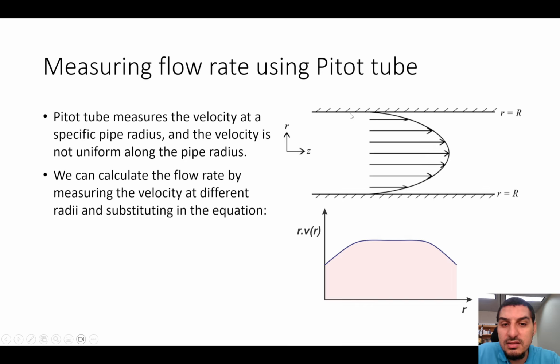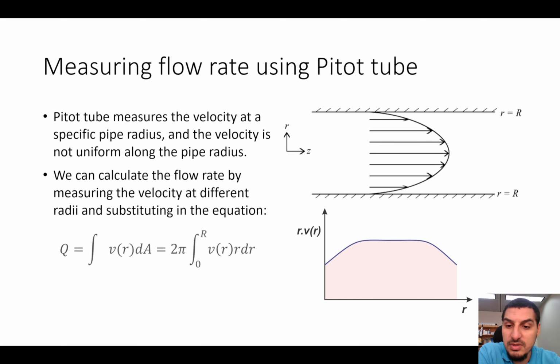We can collect the velocities at different radii, and from this we can calculate the volumetric flow rate, which is not the main goal of using the pitot tube, but it's a useful thing that we can get, like additional information given the outputs we get from the pitot tube. And this is simply based on this information and this equation.